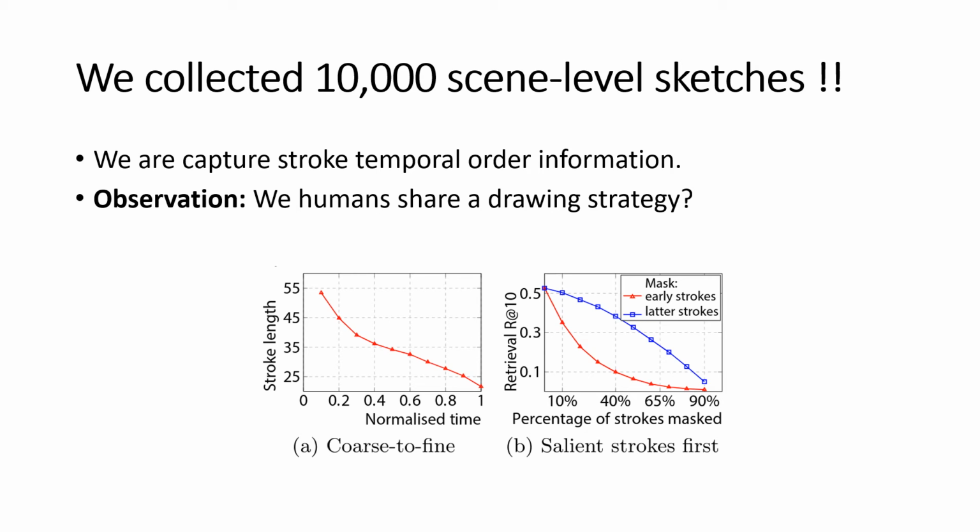That is pretty cool, but what are these longer strokes that we draw early on? Let's mask these longer strokes drawn early on, represented by the red line in the right plot. We see the performance of our AI agent drops drastically as compared to masking shorter strokes drawn later. This indicates those early strokes are more semantically rich than the shorter strokes drawn later.